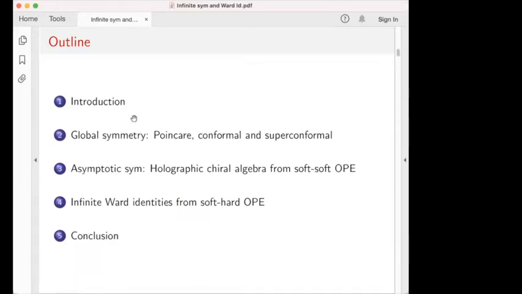So first, I will introduce some basic knowledge about celestial holography and the celestial amplitude. Then I will talk about the symmetries. I will discuss the global symmetries and asymptotic symmetries.